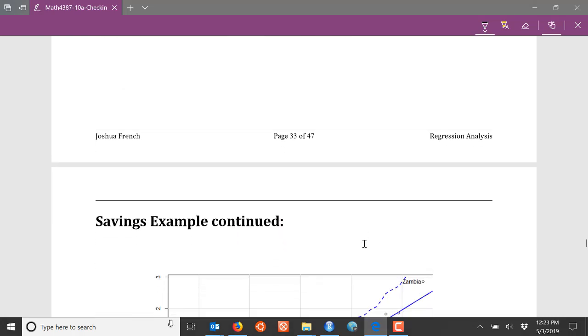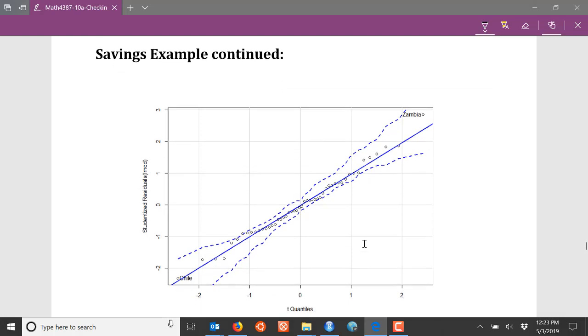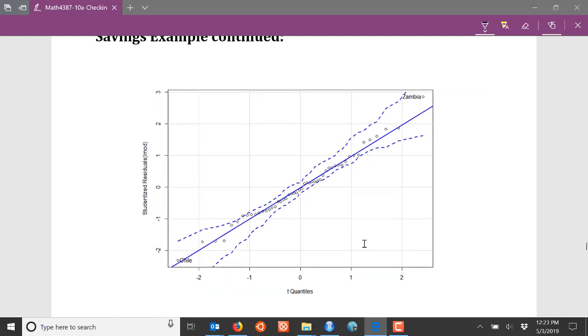So let's look at our savings example once again. Here we see a QQ plot of the studentized residuals of that savings data for the 50 different countries. And we have the confidence bands, which is a really nice reference to give an idea of whether this assumption is satisfied. Outside of maybe this one point over here, all the points appear to be within our confidence bands.